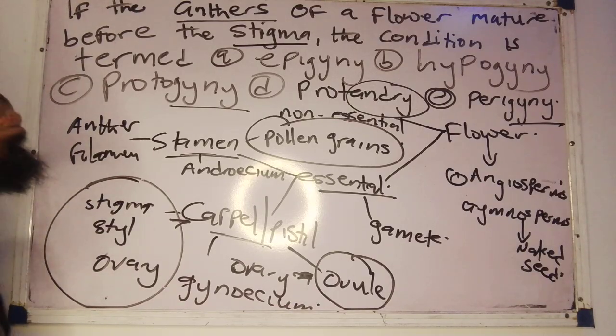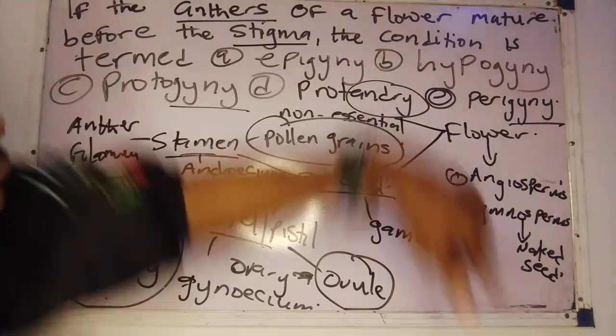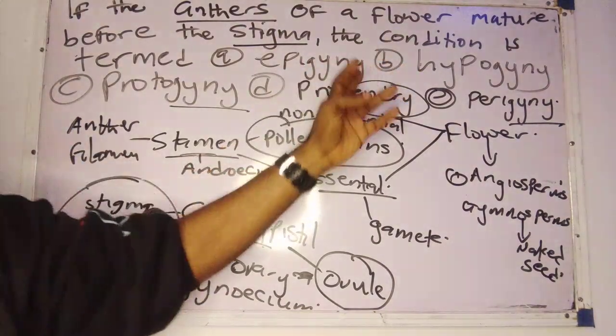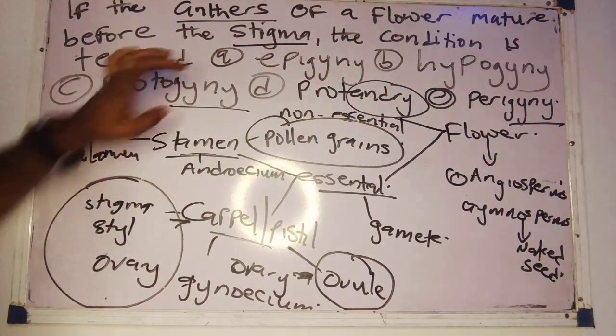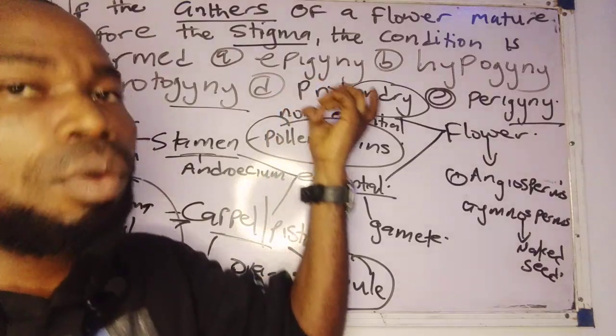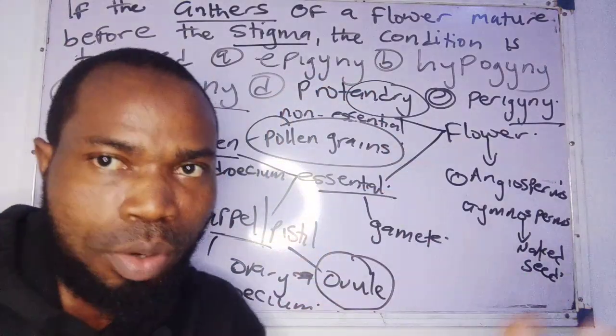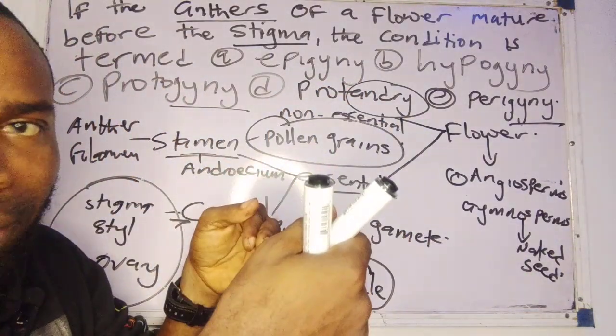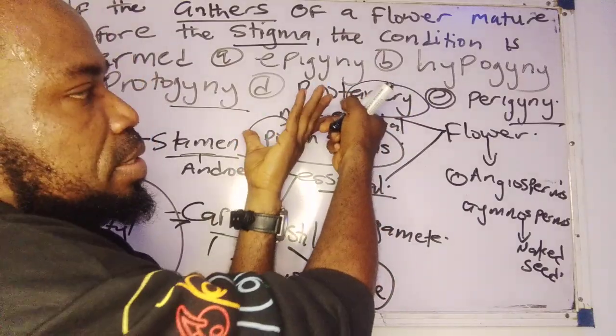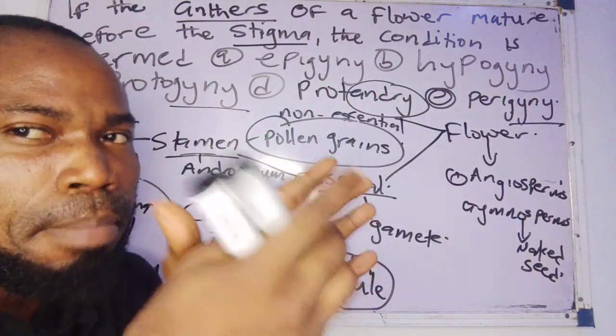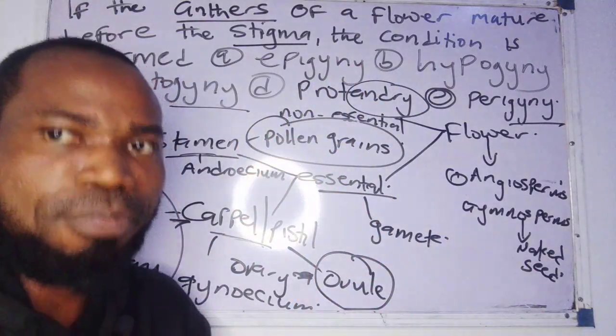So indirectly, look at it now. Protandry. That means protogyny. See protandry, see protogyny. It means the male is maturing before the female. Now if proto means first, and then andro, the male, that means the male structure matures first before the female structure.